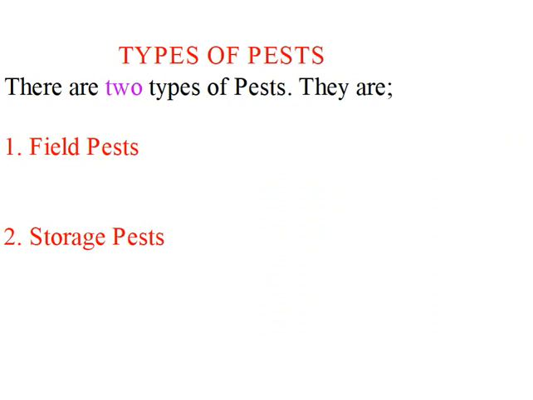Types of pests. There are 2 types of pests. They are 1. Field pests, 2. Storage pests. Let's look at each of them.